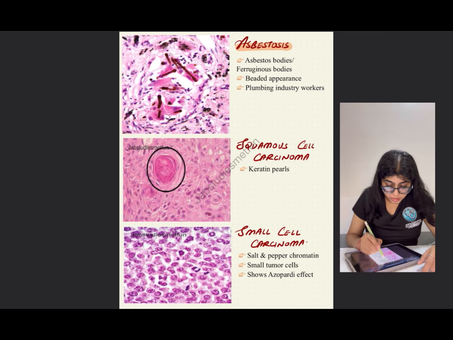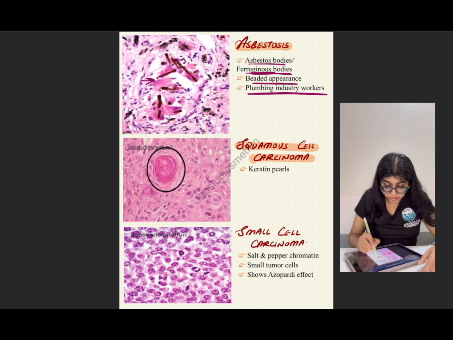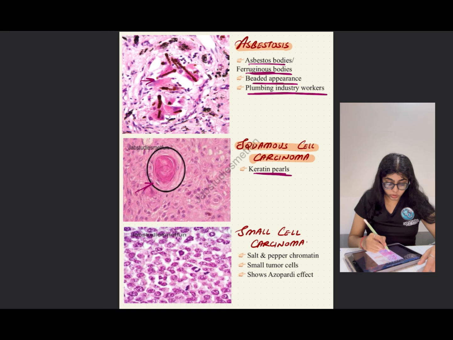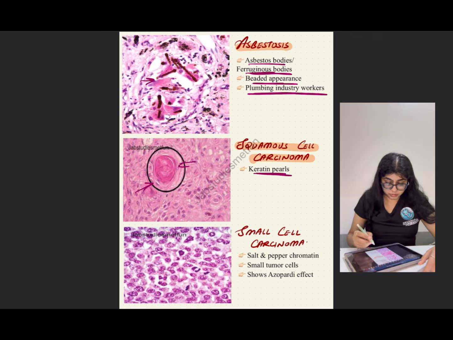Asbestosis. Asbestosis has asbestos bodies or ferruginous bodies. These are rod-like bodies with beaded appearance, and it is seen in plumbing industry workers. Squamous cell carcinoma. How to identify squamous cell carcinoma is by keratin pearls. They will tell you that it is a pathological slide of a lung, and you can see this sort of eosinophilic body, which is basically accumulation of keratin, which is the characteristic of squamous cell carcinoma.